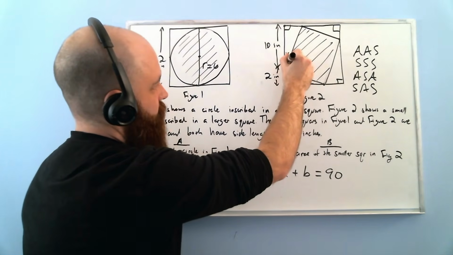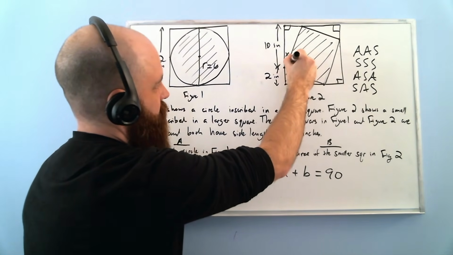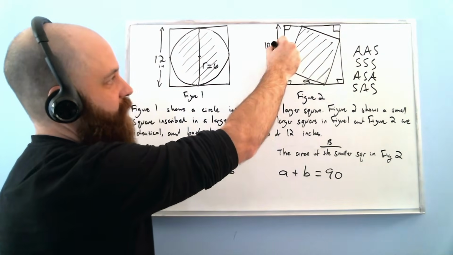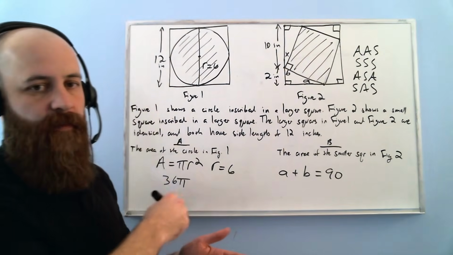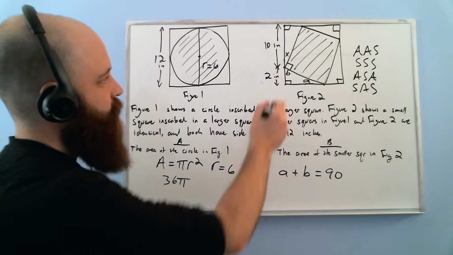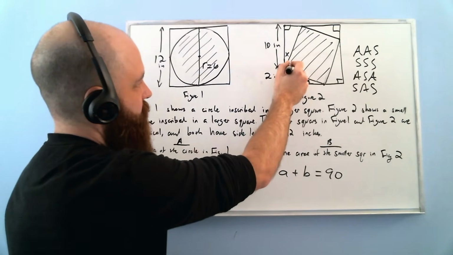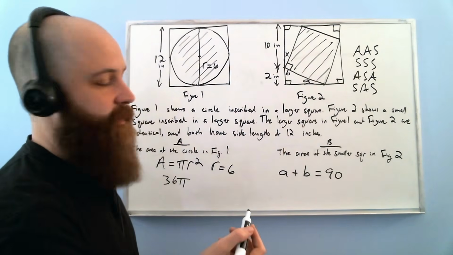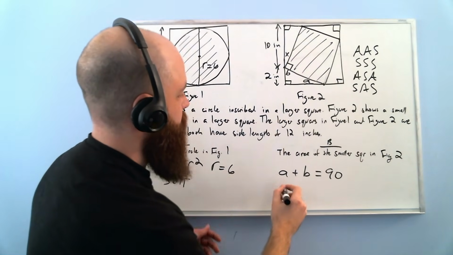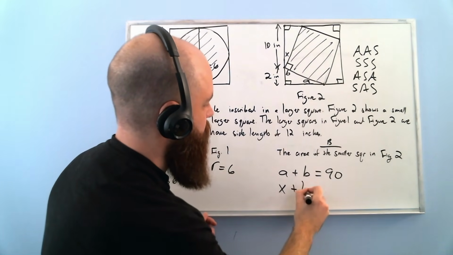Okay, what do I know about B and X? Well, notice this here is a right triangle. That's a right angle because we have a square. And I also know along a straight line, if you add up all the angles along a straight line, those have to be equal to 180. So if I add B plus 90 plus X, that has to be equal to 180. Or in other words, B plus X has to be equal to 90. Or I'll write it this way, X plus B equals 90.